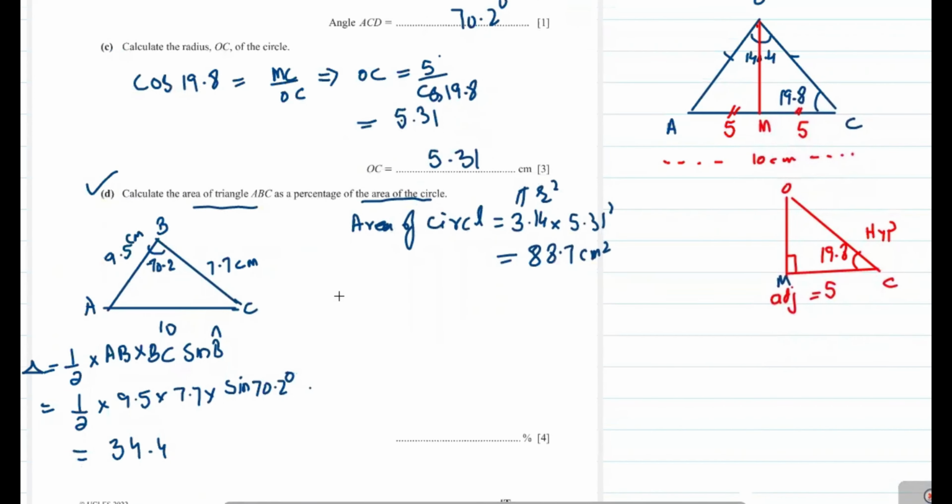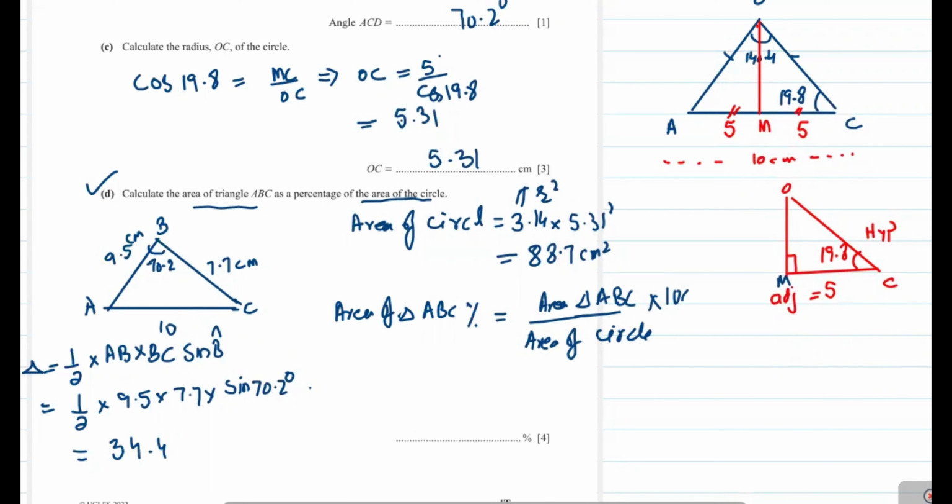Now we find the percentage. The area of triangle ABC as a percentage will be equal to area of triangle ABC over area of circle multiply by 100. Now you get 34.4. Our area of triangle is 34.4, over 88.7, multiply by 100.